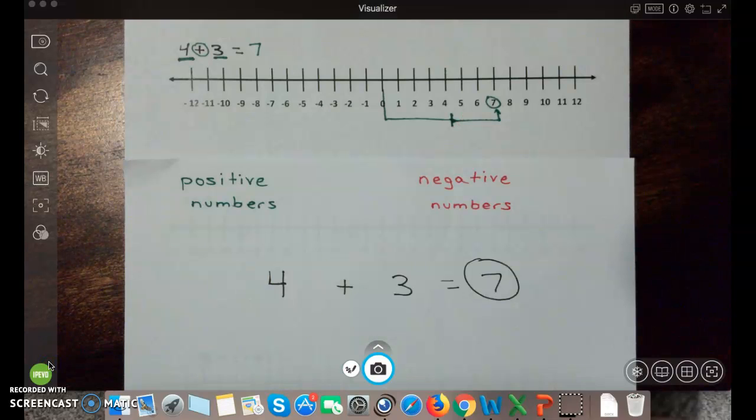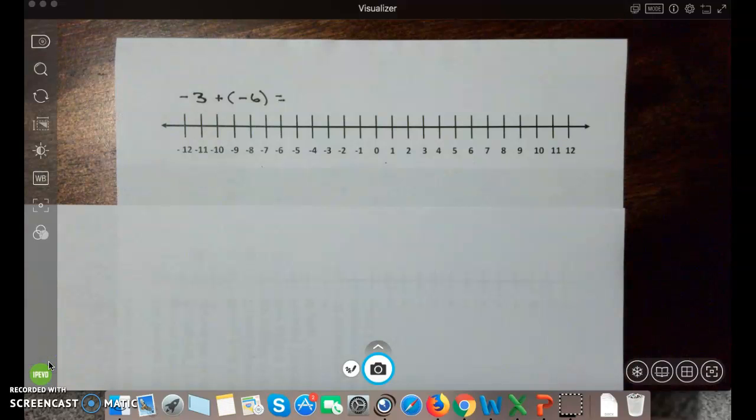Last trick I want to teach you on adding integers is simply think money. A positive number is money you have in your pocket, a negative number is money you owe somebody. So in this case of 4 plus 3, 4 is a positive number. That might be $4 you have in your left pocket. 3 is another positive number. That might be $3 you have in your other pocket. If you take all the money out of both of your pockets and put it together, you have a grand total of $7.